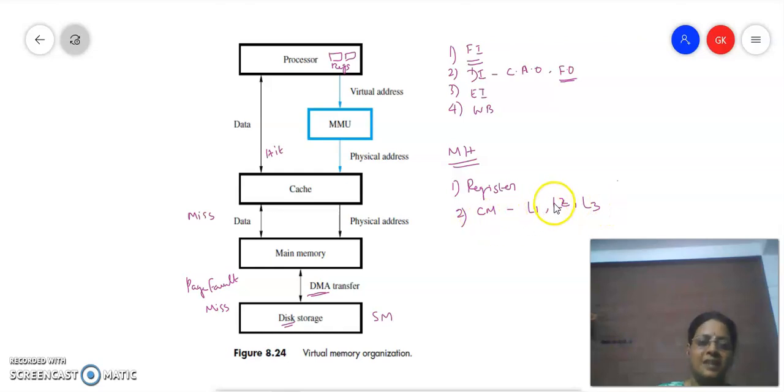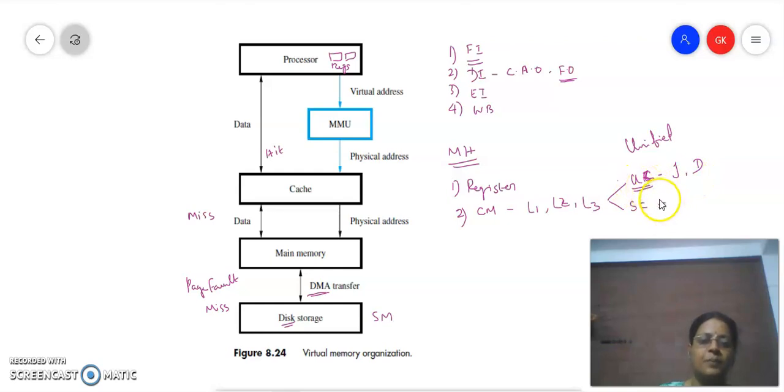And not only this classification, the cache memory is also going to be classified into two categories. One is called unified cache, another one is called split cache. Unified cache, split cache. So what do you mean by unified cache? Unified means we have the same cache to store the instruction and to store the data. So if I use a common cache to store both instruction and data, it is going to be called unified cache.